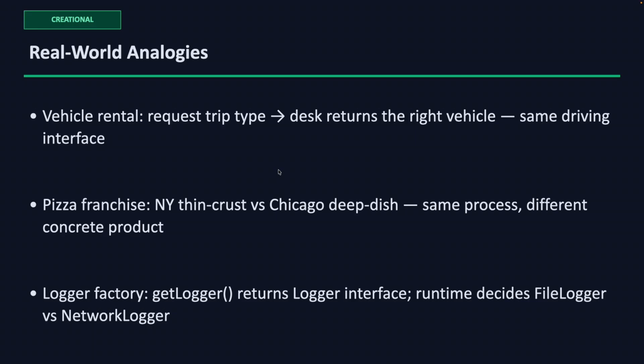If we look at logger factories, that's another good example. So if we look at the logger factory get logger method, it always returns a logger interface. But whether you get a file logger, console logger, or network logger, it depends on the runtime factory configurations. The calling code is identical in all three cases.